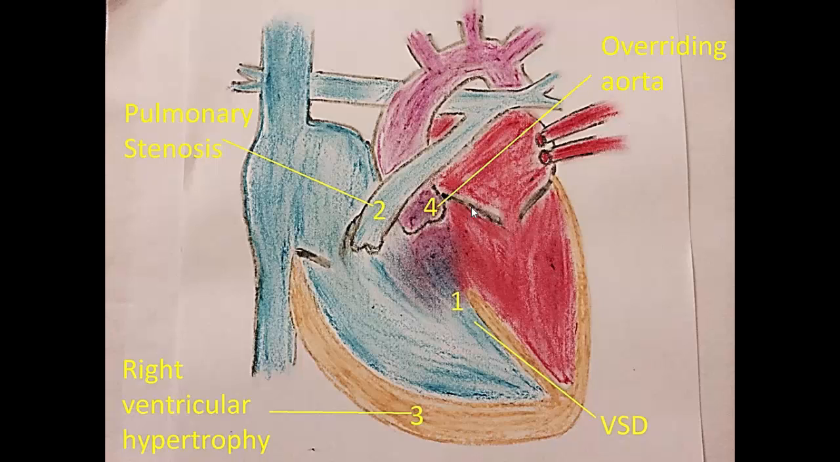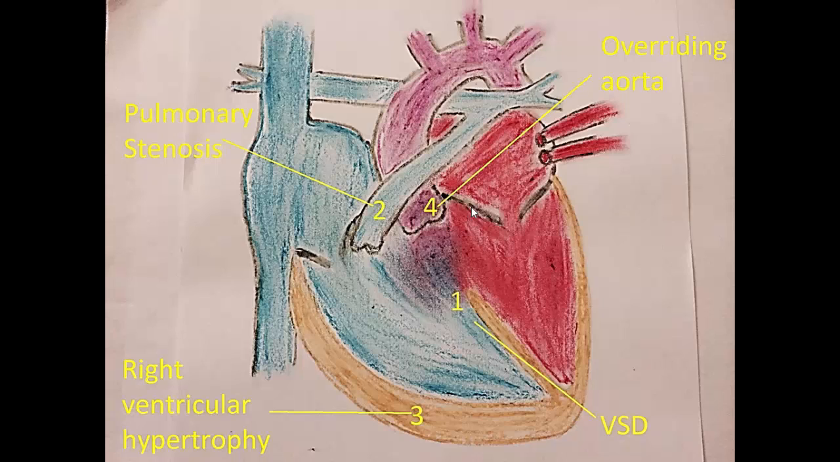Overriding aorta. With this defect, the aorta is located in between the right and left ventricles. In the normal heart, the aorta is located at the left ventricle, where it takes oxygenated blood to the body. The location of the aorta in this defect allows for the oxygen-poor blood from the right ventricle to flow directly into the aorta instead of the pulmonary artery.